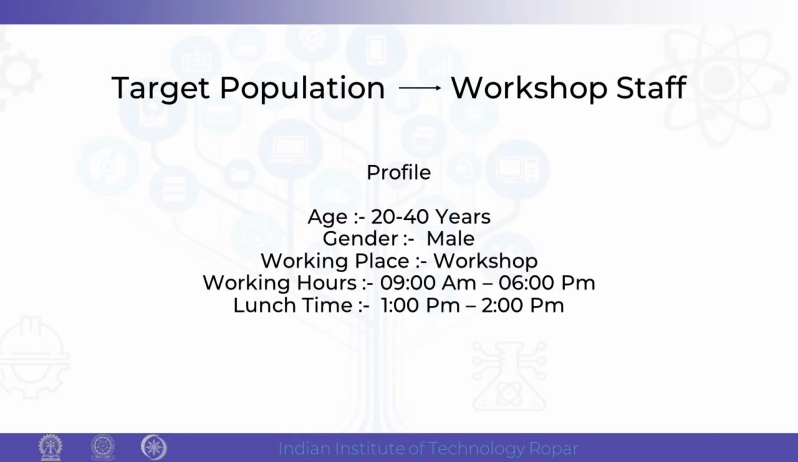The gender of the workshop staff is mostly male. The age profile is around 25 to 40 years of age. Anything more in the profile? Working time? Their working hours are usually from 9 a.m. to 6 p.m., and they also have a lunch break of 1 hour in between, from 1 to 2 p.m. So what we have done is we have the customer and its profile. We are going to paste it here.